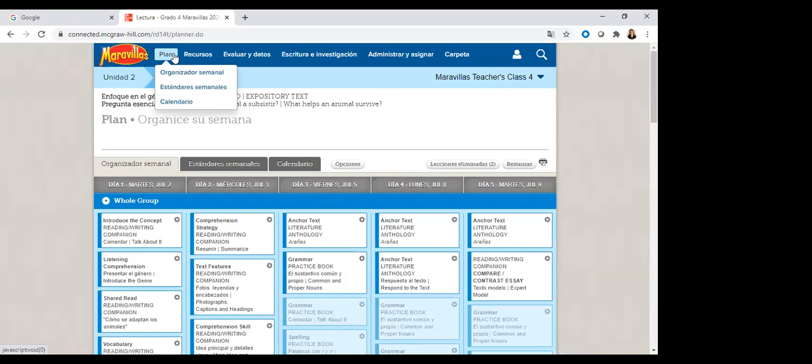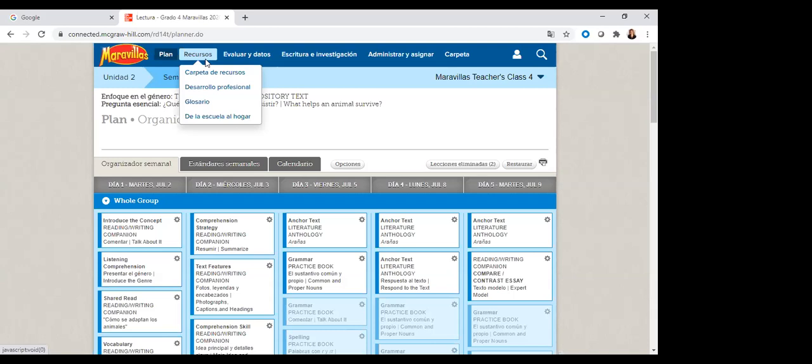So eso es lo que es el organizador semanal, los estándares semanales están aquí, y el calendario, which I'm going to get to in a second. When I get to actually your class, I'm going to come back and talk to you a little bit about this calendar. Recursos, super importante, right?